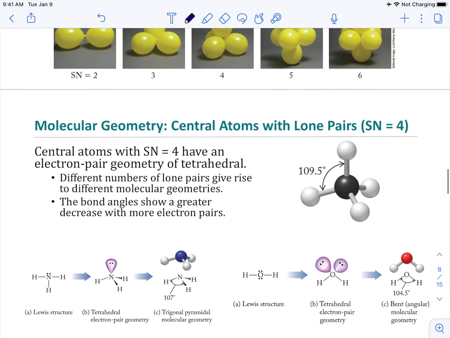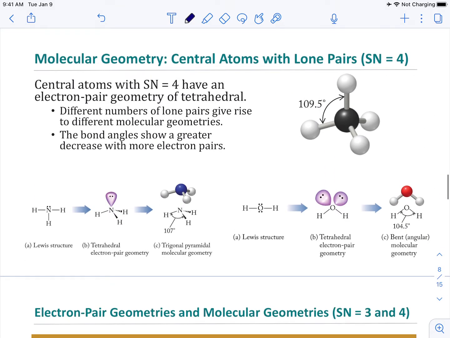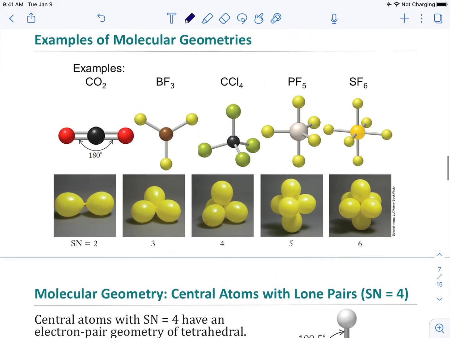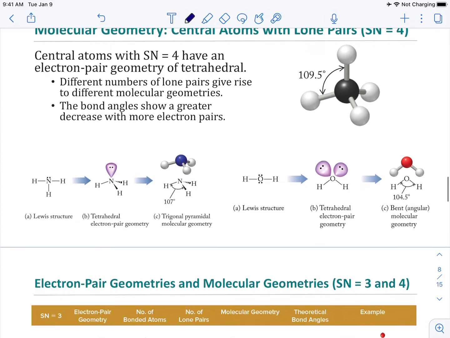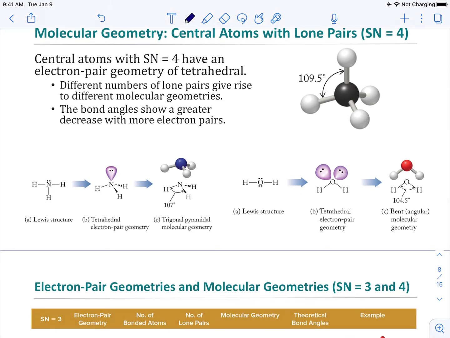Now, we can move on to a case where, and I'm just going to do one of these to show you, I'm not going to go through all the steric numbers. So we have a steric number 4. We have a couple options here. We can have all 4 bonded, like we had here, carbon tetrachloride, or we can have maybe one lone pair, and that would be ammonia. Or we can have 2 lone pairs, which will be water.